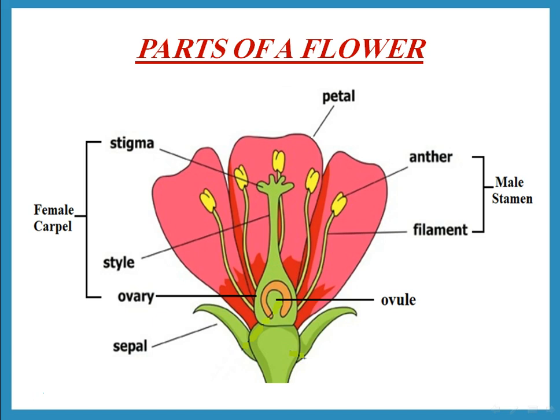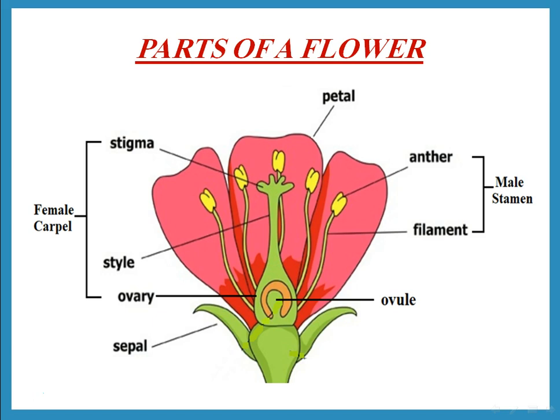Remember that a flower has a male part and a female part. So the male part is called the stamen, and it is made up of the anther and the filament. Can you see that on the right? So anther and filament make up the male part of the flower, and that is called the stamen.